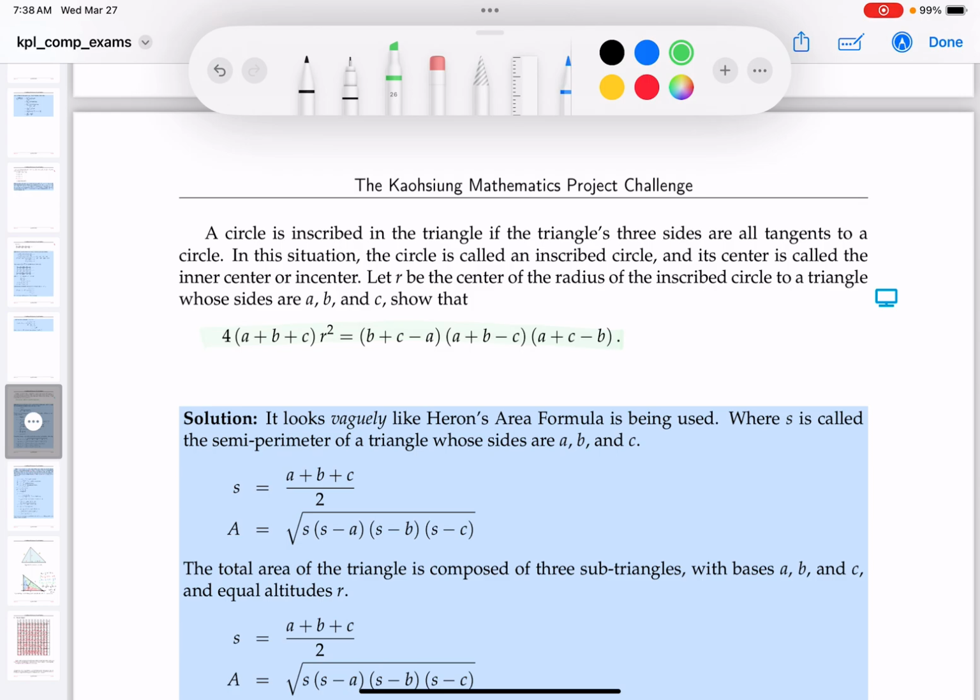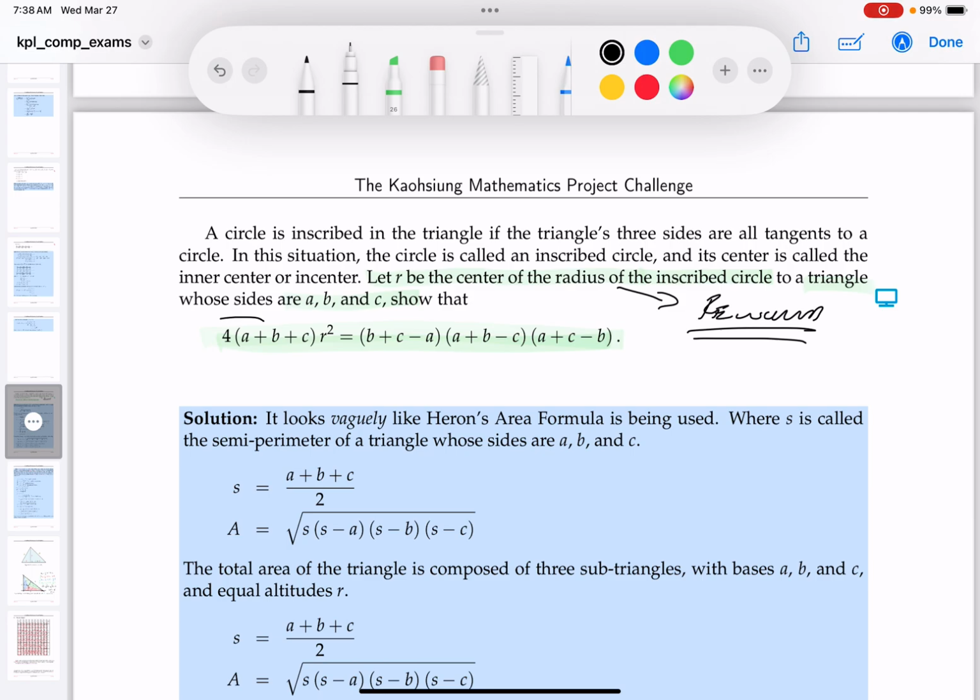You know what? I made a mistake over here. I have to readjust this. Let R be the radius. R is the radius of the circle, the inscribed circle. The triangle's sides are A, B, and C. We need to show this. So again, I need to reword this over here. What do we need to rewrite? R is not the center. R is the radius of the circle that's inscribed in that triangle.